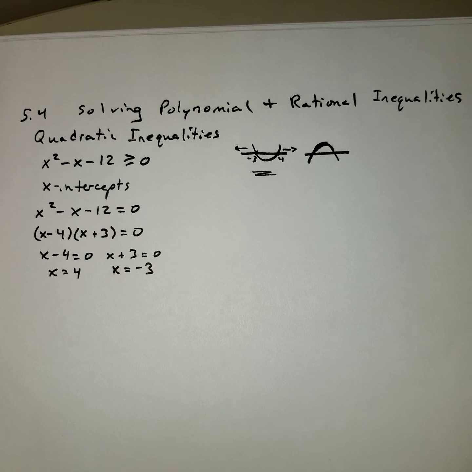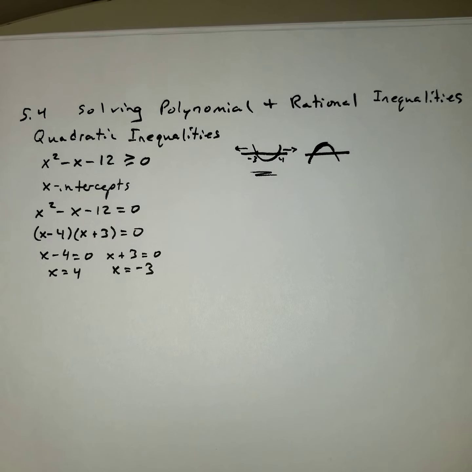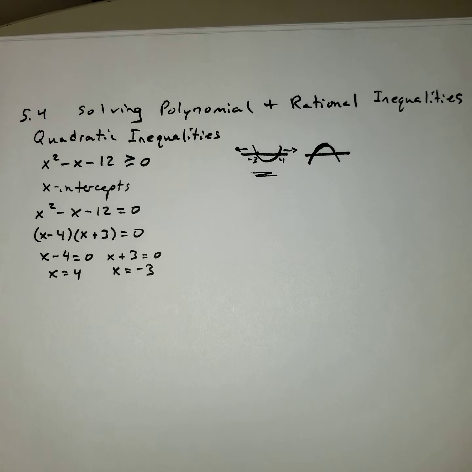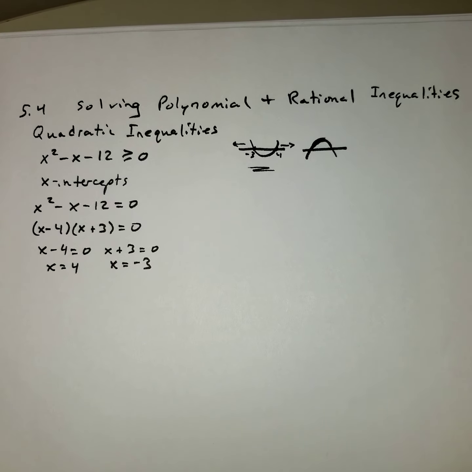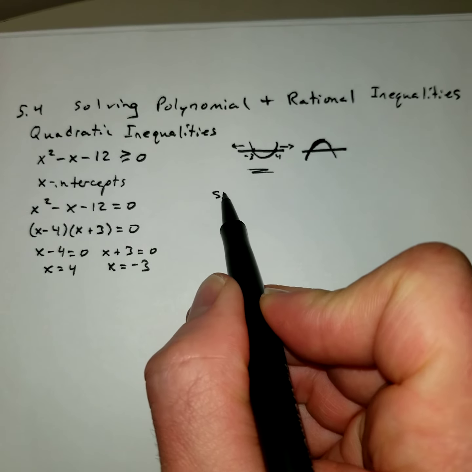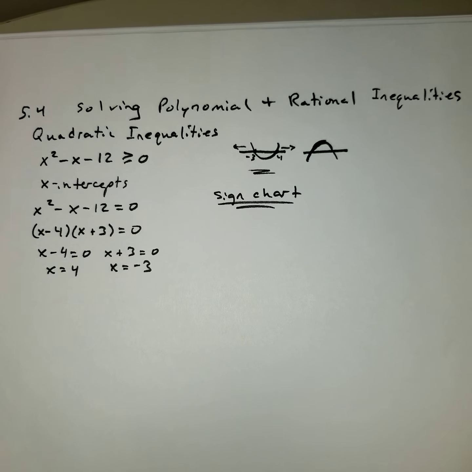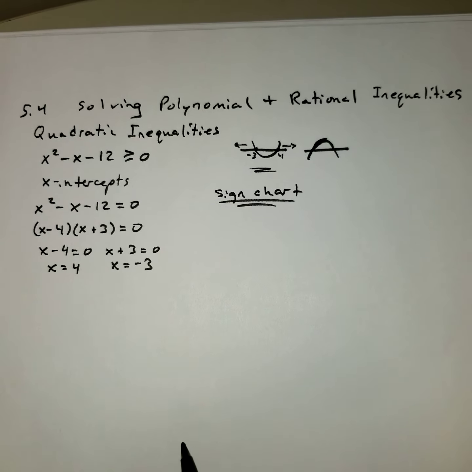However, this won't be as effective of a way to solve polynomial and rational inequalities, because those are much more complicated graphs. And so you have more to deal with, whether they open up, down, how the tails work. And so sometimes it's just simpler or quicker to use something called a sign chart, which we talked about with quadratic inequalities. Okay, so sign chart.